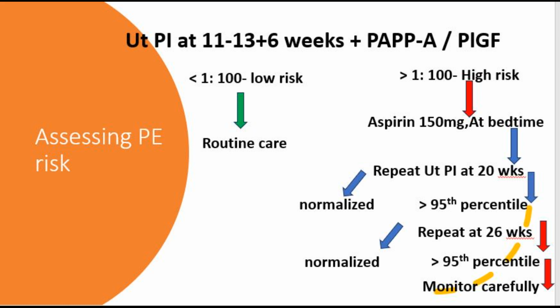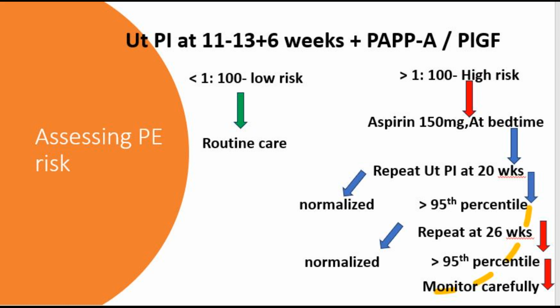However, we will repeat the uterine artery PI at 20 weeks. The majority of the women will have a normalized PI by the 20th week. That does not mean we should stop aspirin, but aspirin needs to be continued further. If the uterine PI is more than the 95th percentile, we will repeat the uterine artery Doppler at 26 weeks to see what has happened. Another significant number of women will have a normalized PI by 26 weeks of gestation, because that is the time when the entire trophoblastic invasion process is complete.